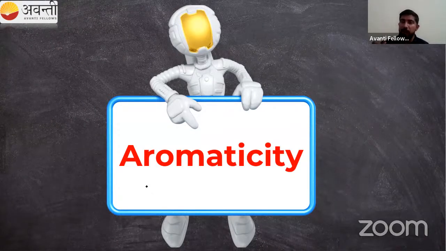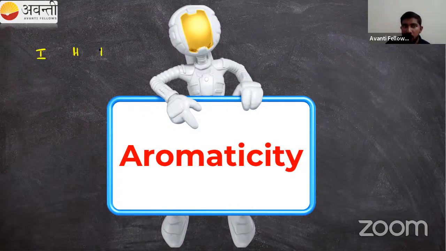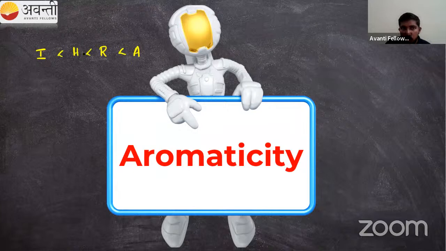We have studied inductive, hyperconjugation, resonance, and we know how to check the stability based on these electronic displacement effects. If I write the order of different effects, first I have inductive effect. Second, hyperconjugation. Third one is resonance. Last one is aromaticity. To explain the stability of an organic compound, this aromaticity has a dominant role. Based on aromaticity, if an organic compound is aromatic, then we can say it is very stable. Then no need to consider resonance, hyperconjugation, inductive.